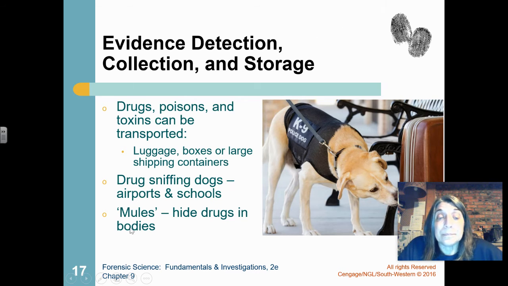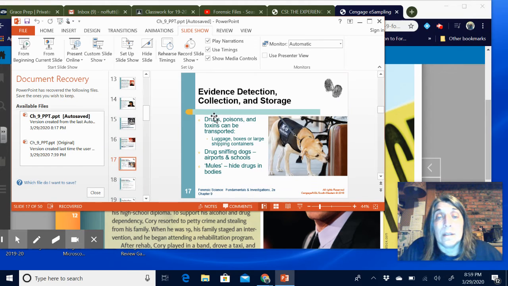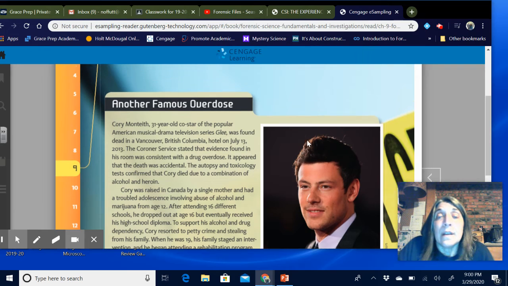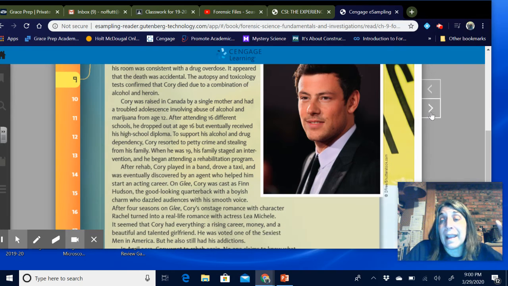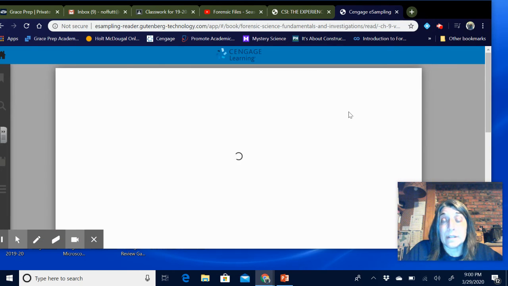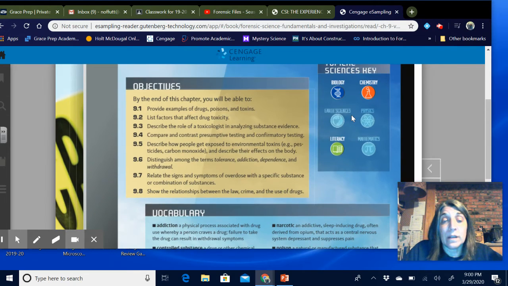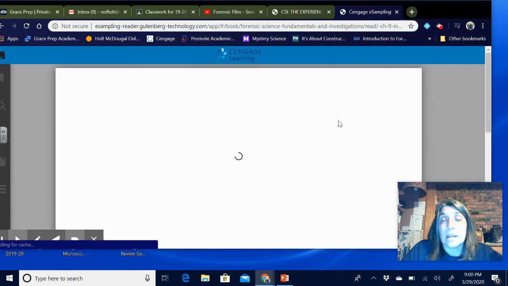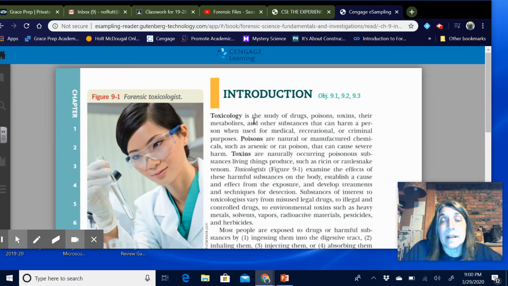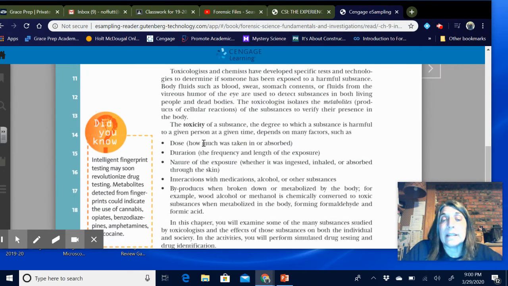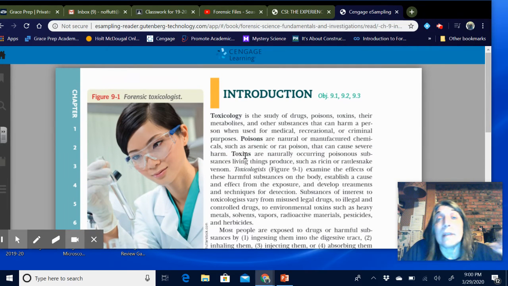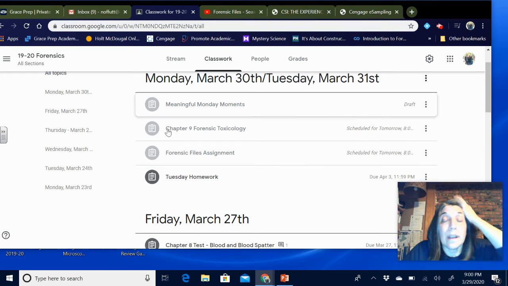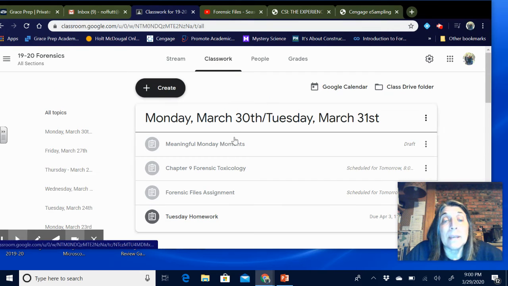Okay, so let me escape out of this really quick and come back to Cory. If you didn't get the notes down for some reason, it's not going to load. Oh, look at that. There's all the vocabulary. All of this stuff that I talked about, toxicology, intentionally, accidentally, deliberate, everything I talked about is in these first few pages. So if you're having trouble answering any of the questions, here's where you're going to find your answers. You're going to go to our classwork stream.